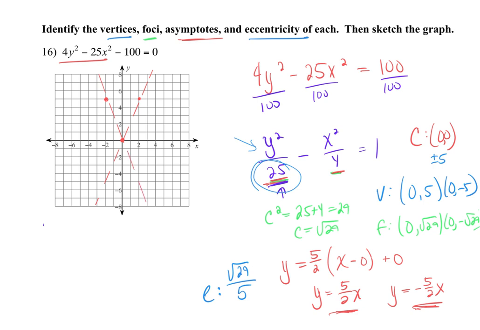All right. Then I go to my vertex. 0, 5, 0, negative 5, right? In this case, I don't even think it makes you graph the focal points. The asymptotes actually help you the most because he's going to do something like this, right? And then he's going to go down below it and do something like this, right?